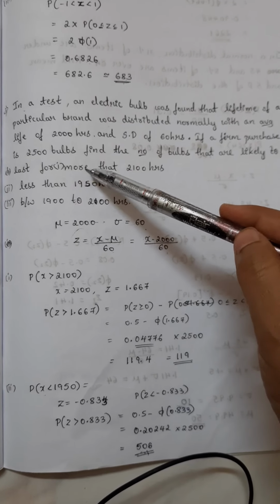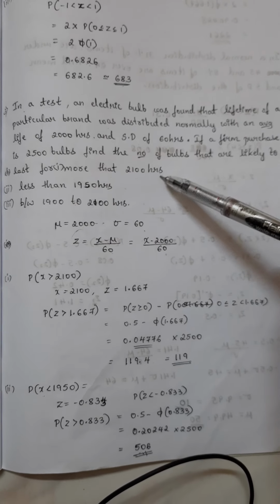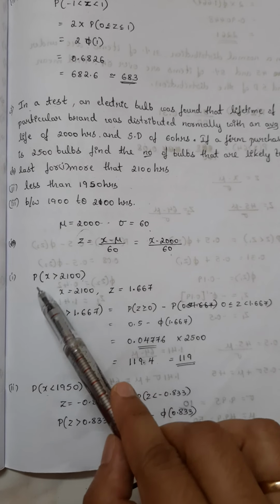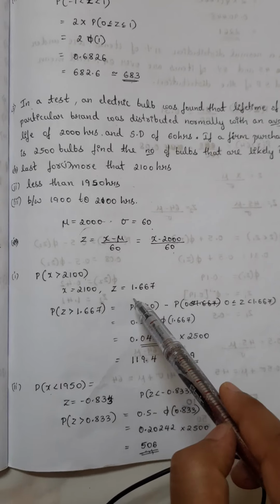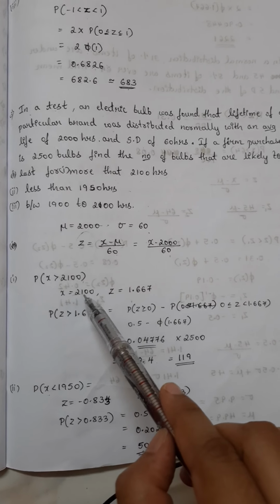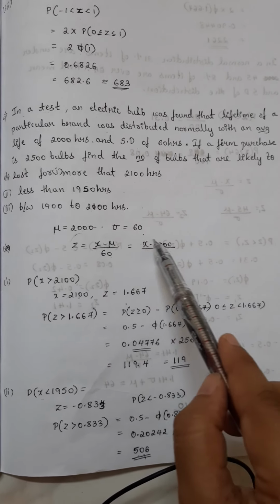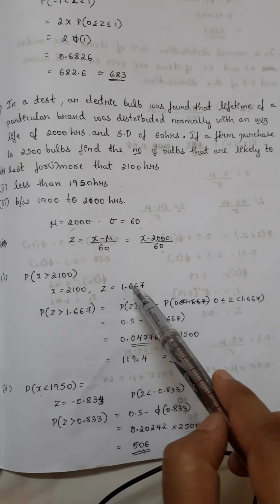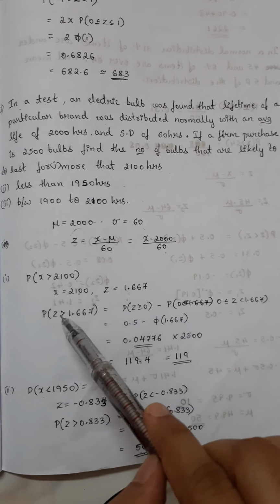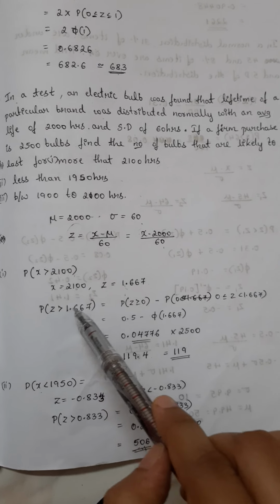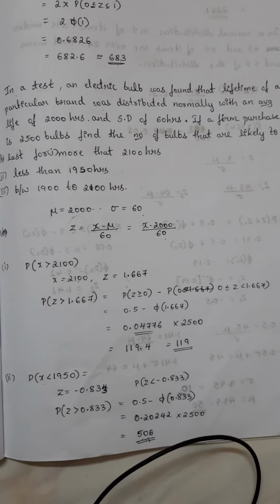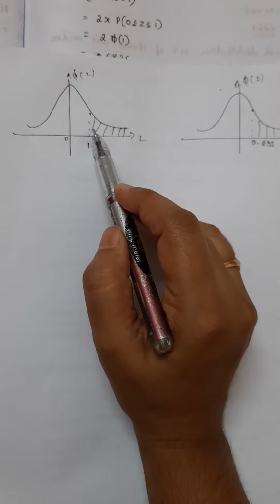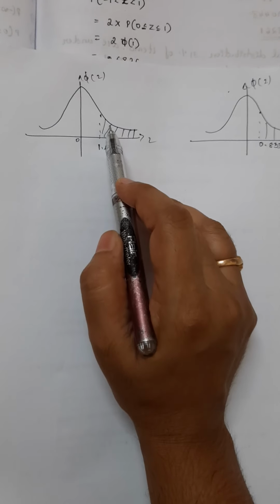So the first case is more than 2100 hours. So P of x greater than 2100. Here it is in normal variate. We should convert it into standard normal variate. When x is 2100, I'll substitute in the standard normal variate. My standard normal variate value will be z equals 1.667. So I should calculate P of z greater than 1.667. To calculate P of z greater than 1.667, I should use the standard normal curve.